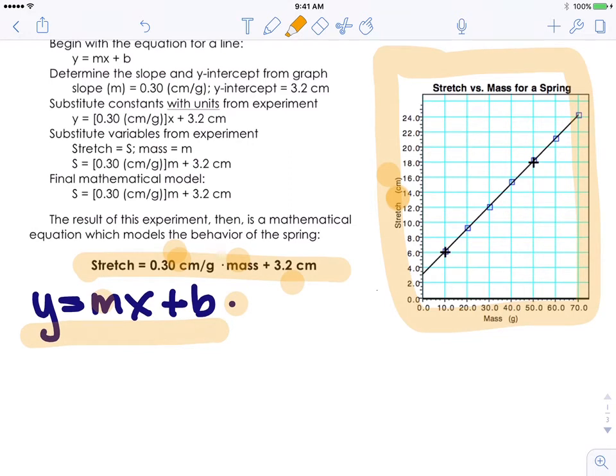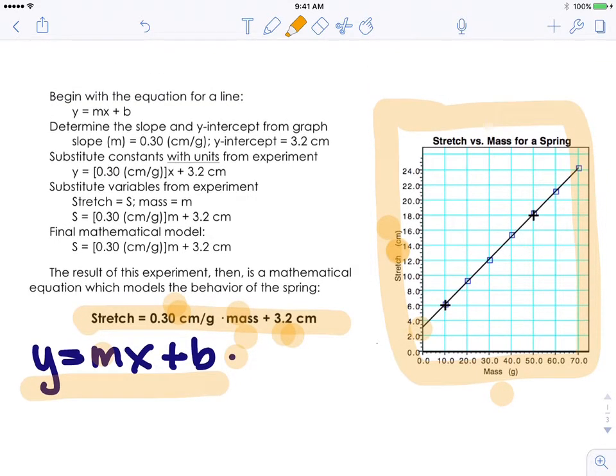And then you have the times x, and the x is just the x variable, and for this graph, the independent variable, or the x variable, is mass, plus b, and b represents the y-intercept, and here is where the line intercepts the y-axis, and it was replaced with plus 3.2 centimeters.